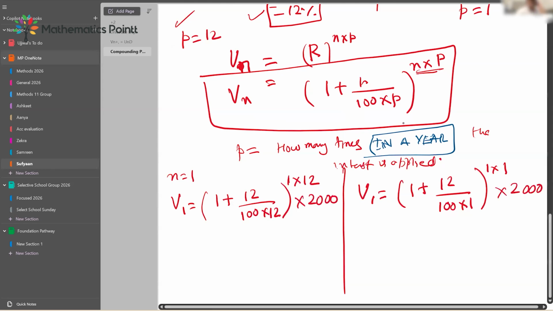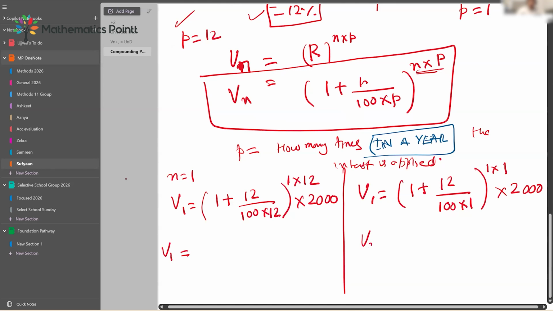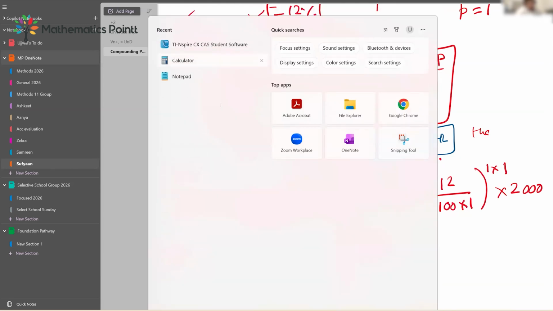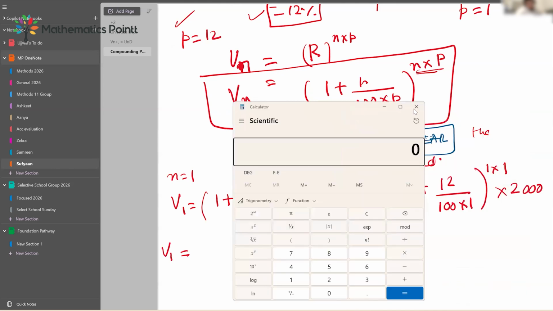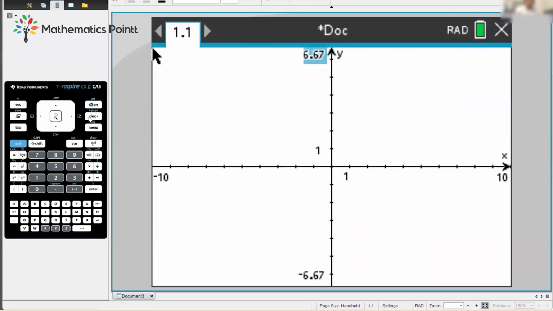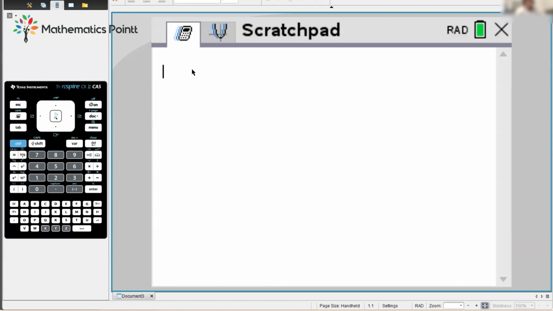V0. Can you go into your calculator and check what is the value of V1 here? I mean, at the face of it, both values should come exactly the same because it's 12% being paid. So what is the difference? Let's quickly check. So pull your CAS out. Let's see. I'll say calculate and calculate here.